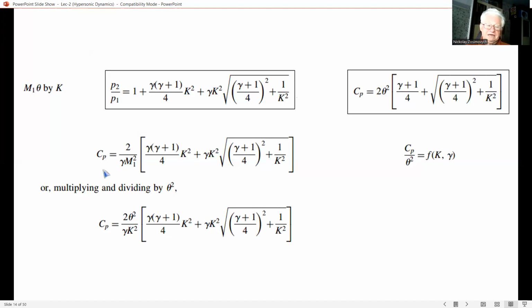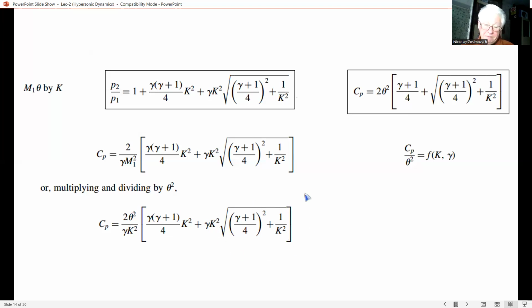Multiplying and dividing by theta squared, we get an expression for Cp at the bottom of this slide. Or we may write a more compact expression on this line: Cp is proportional to theta squared times, in parentheses, (gamma plus 1) over 4 plus the radical of ((gamma plus 1) over 4) squared plus 1 over k squared, identical to this.